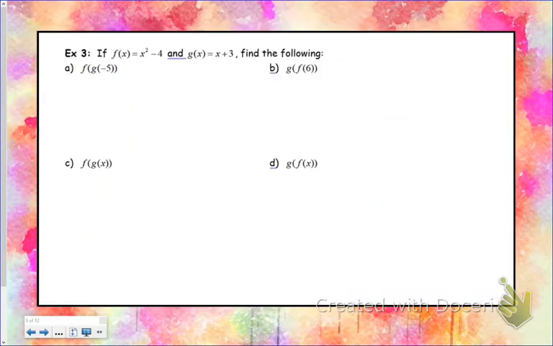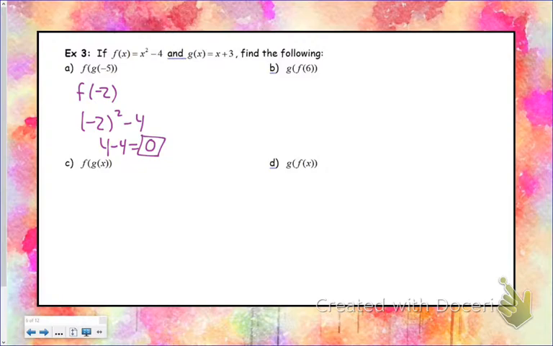All right, so again, if you feel pretty comfortable, pause the video and try these examples, but I'm going to go ahead and work these ones out for you. So f of g of negative 5, so plug in negative 5 into the g function. So I'm evaluating f of negative 2. So negative 2 squared minus 4. 4 minus 4 is 0.